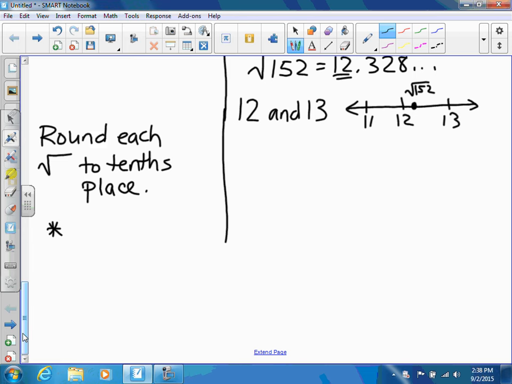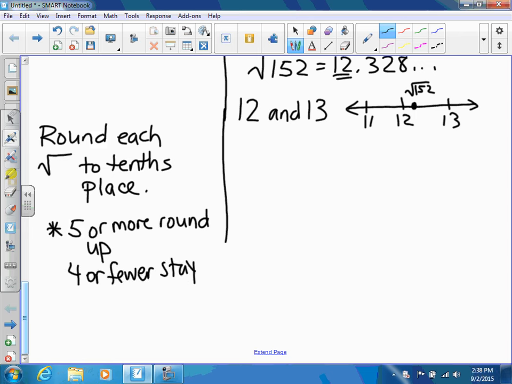I'm always looking for new and crazy ways to remember things, so if you got one, please feel free to share with me. All right, but the way that you want to know about rounding is that it's 5 or more, you round up. 4 or fewer stays the same. So if you use that trick, then rounding should never be an issue for you. All right, so we're going to do a couple of these just to get you refreshed on it and make sure that you really understand what you're doing.